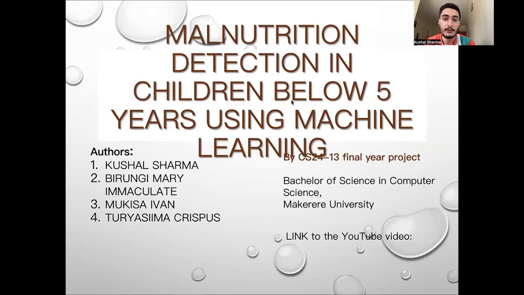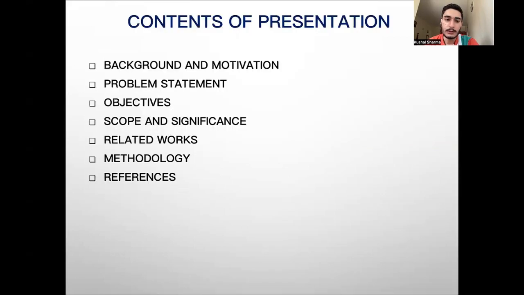Hello everyone. My name is Ushal Sharma, and I'll be taking you through the project that we're doing as our final year project, and that is malnutrition detection in children below 5 years using machine learning. We're going to make a mobile-based application in which malnutrition detection will be integrated, so that we can use it to detect malnutrition in children below 5 years. More information will be given as we go through. So let me take you.